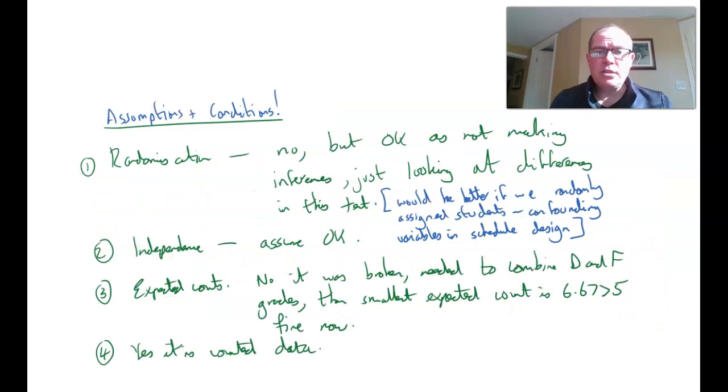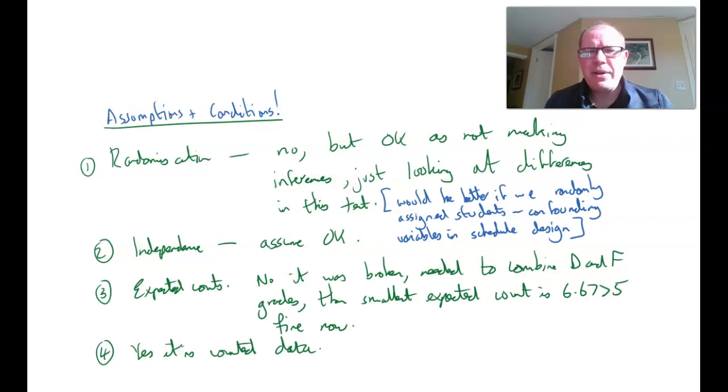Now let's talk about assumptions and conditions. Randomization, no, that's a major flaw. I've said it's okay as we're not making inferences, just looking at difference in this test, but actually I think it's a bit of a problem. I'd much rather this was an experimental design and we could actually randomly assign students to Professor Alpha and randomly assign students to Professor Beta. I'll talk at the end of this video about a better experimental design.